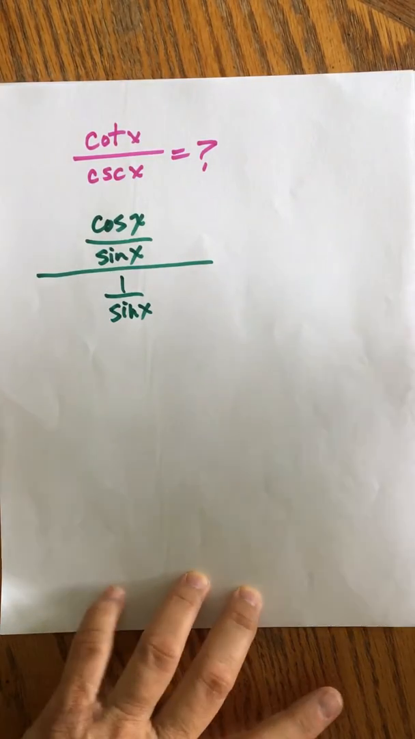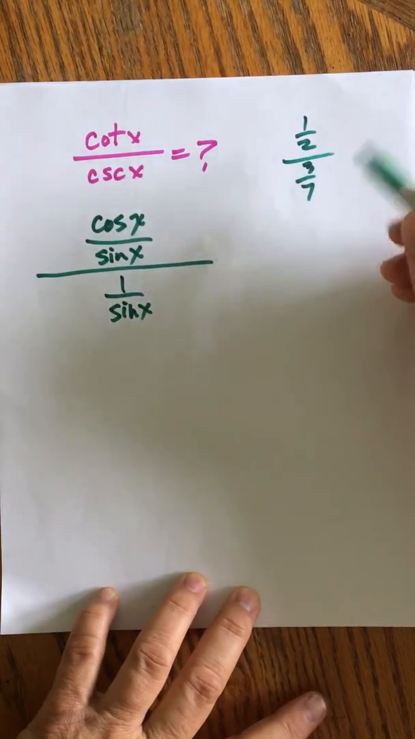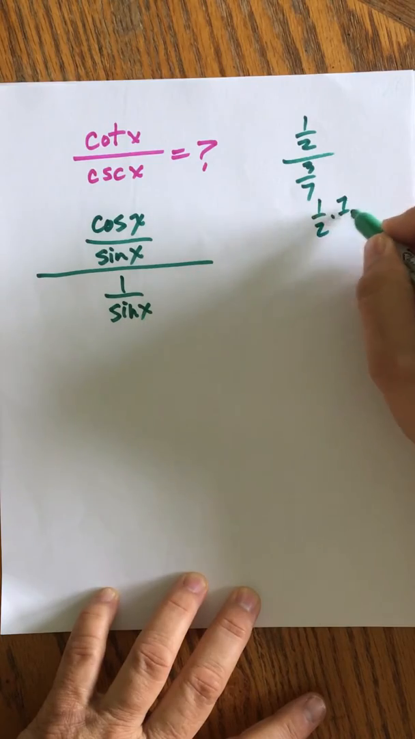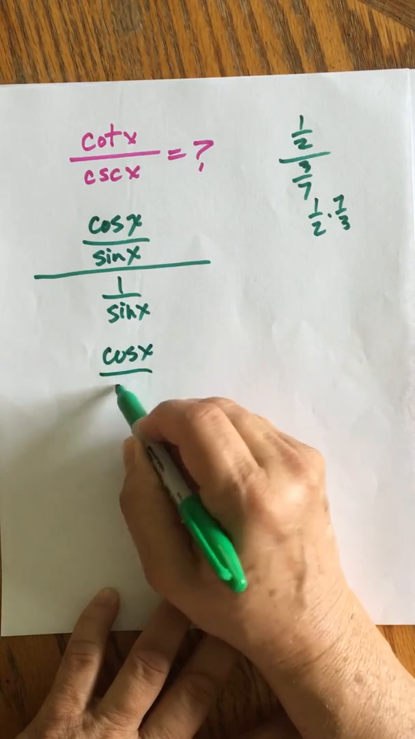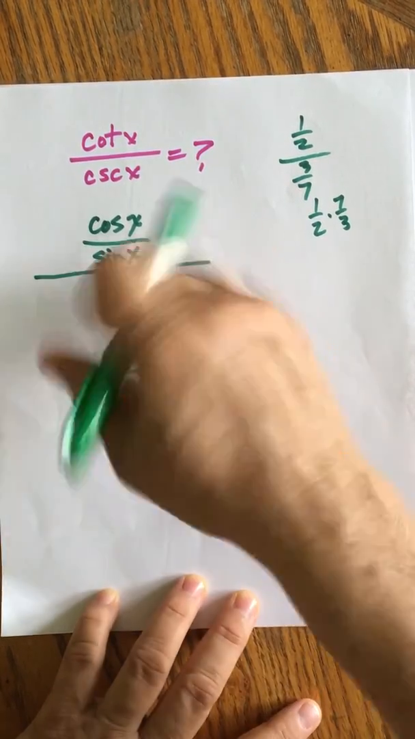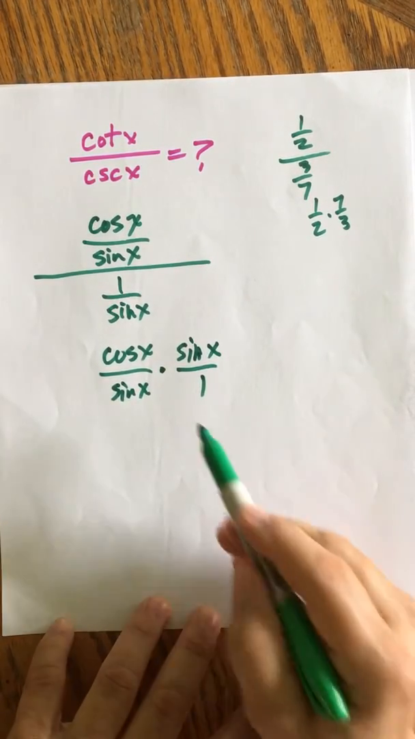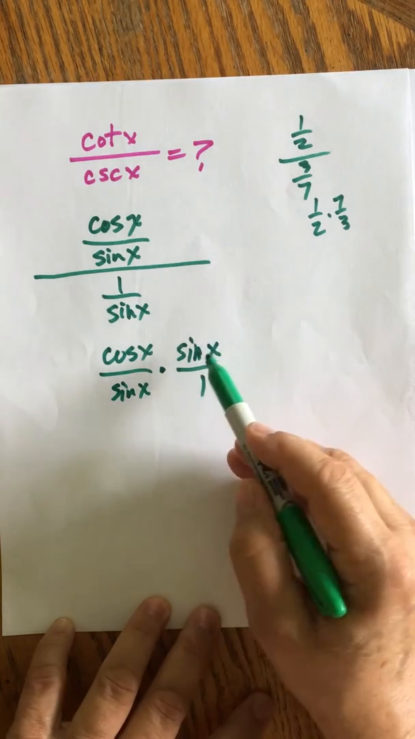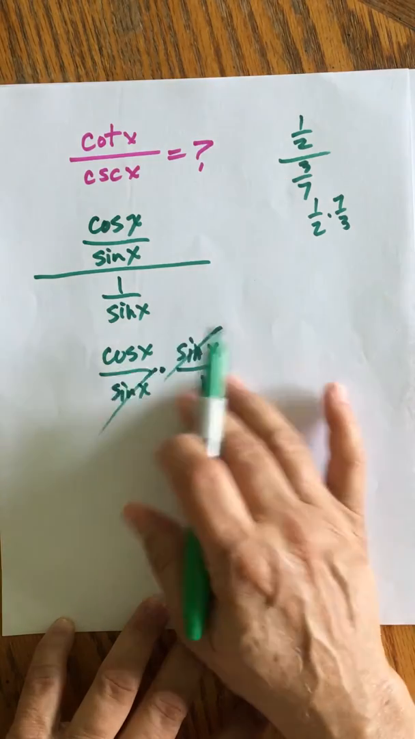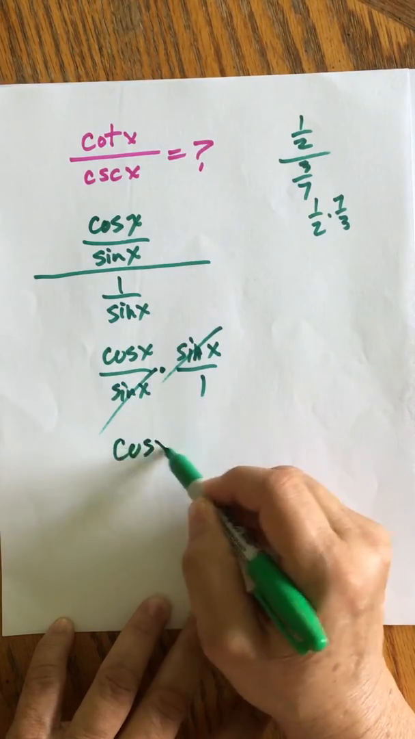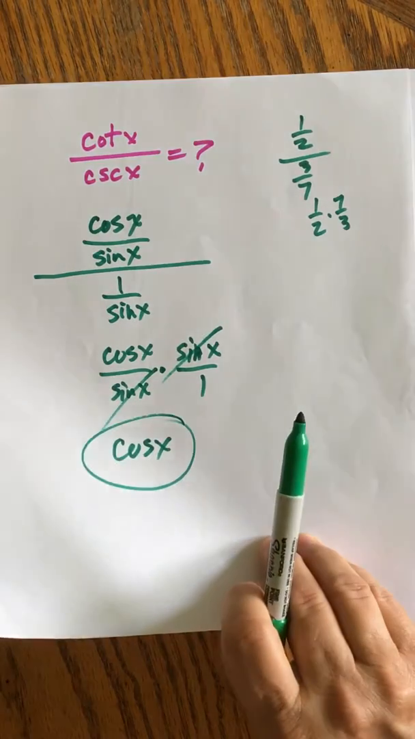Now, just as if I had two numbers, if I had a half divided by 3/7, what would you do? You'd flip and multiply and say a half times 7/3 and then multiply across. That's what we're going to do here. So I'm going to have cosine of the angle over sine of the angle, times, now I'm going to flip this, sine of the angle over 1. Now, when I multiply across, this sine x over sine x is really 1. So it's the multiplicative identity. 1 times cosine is just what? Cosine. So this simplifies to cosine x, okay?